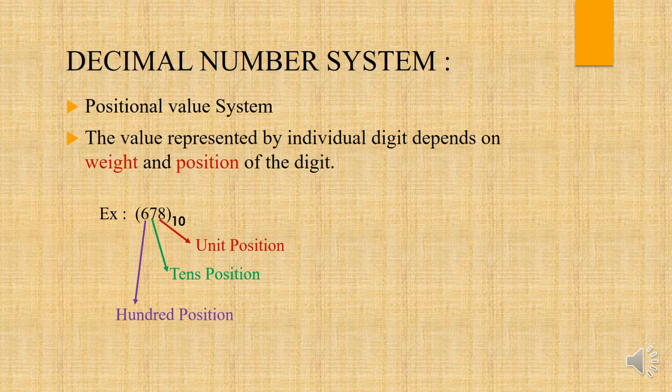2. Okay, so for 6 it is 10 to the power 2, for 7 it is 10 to the power 1, and for 8 it is 10 to the power 0. Okay, so the place value of 8 would be 8, 7 would be 70, and 6 would be 600, right? So if we add 600 plus 70 plus 8, then we will get 678, which is a decimal number. Alright, so this is all about the decimal number system.